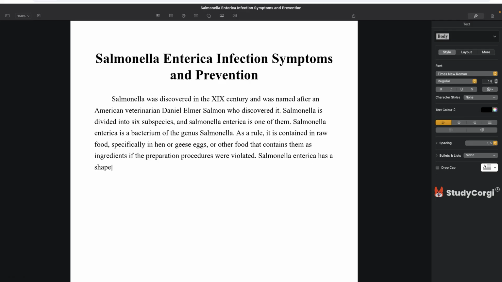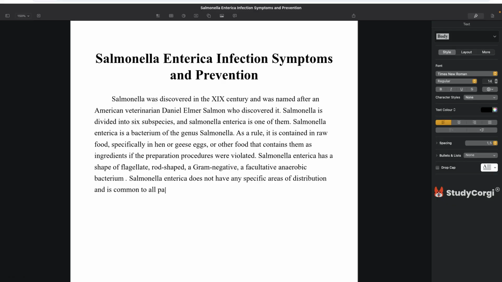Salmonella enterica is a flagellate, rod-shaped, gram-negative, facultative anaerobic bacterium. It does not have any specific areas of distribution and is common to all parts of the planet.